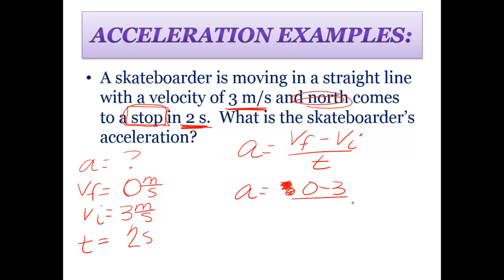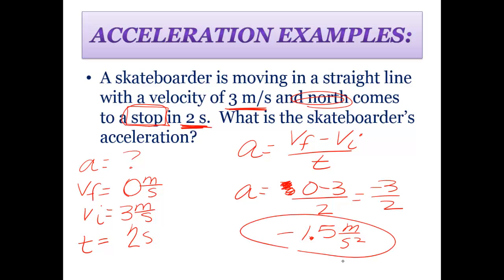So it's negative 3 over 2, or negative 1.5 meters per second squared. Okay. So again, here's an example of where it could be negative, and that makes sense because something is slowing down, it's decelerating.